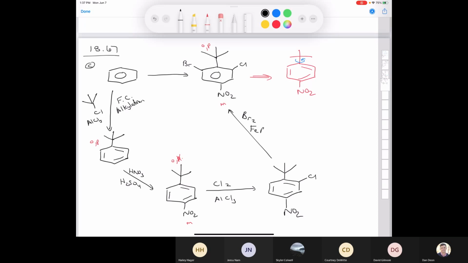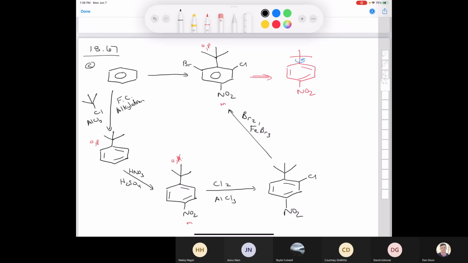And I'll use iron(III) bromide, just like that. There you go. So how many steps is that? It's 1, 2, 3, 4 steps total to make this compound. No blocking groups required, which is kind of nice. So that was C.